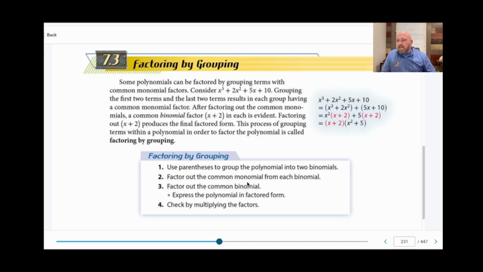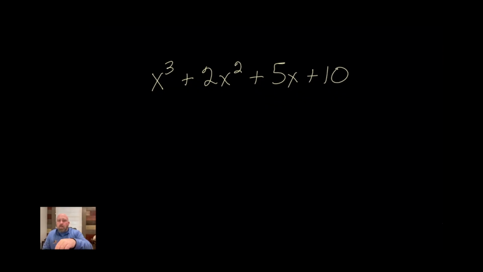Not necessarily gonna look through these. You can look through those if you want. I'm gonna just teach it, and I want you to learn this more by the feel of how to do it than an actual, okay, do this, then do this, because some of these look a little different. So I think it'll be better if we just look at them and then go from there. So x cubed plus 2x squared plus 5x plus 10.